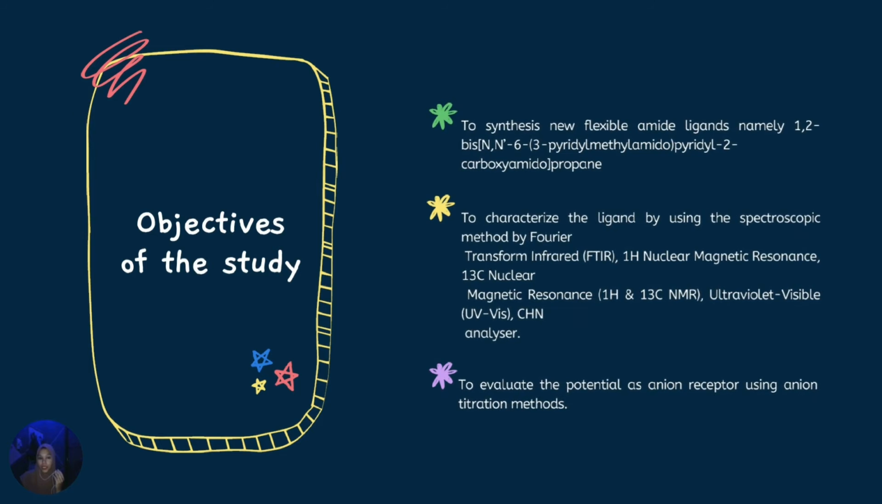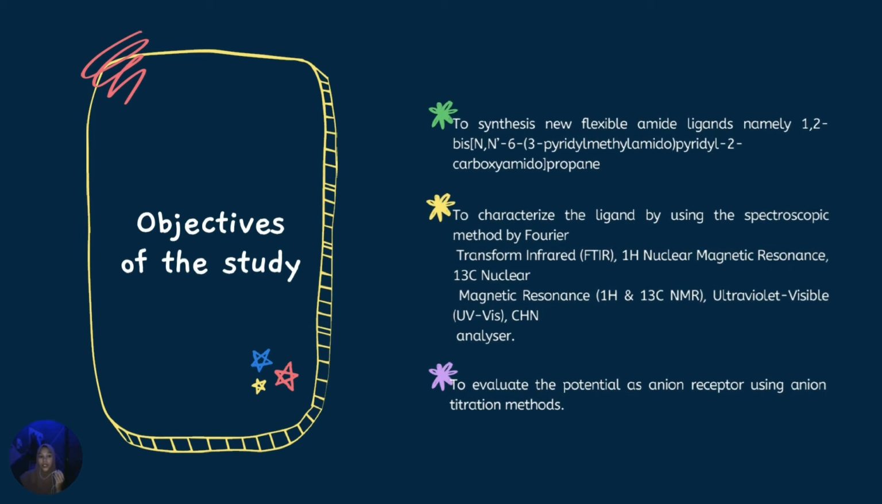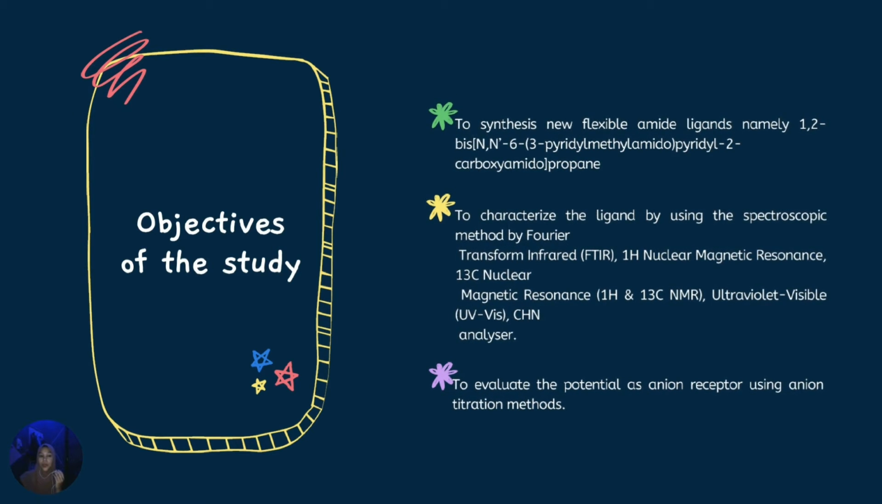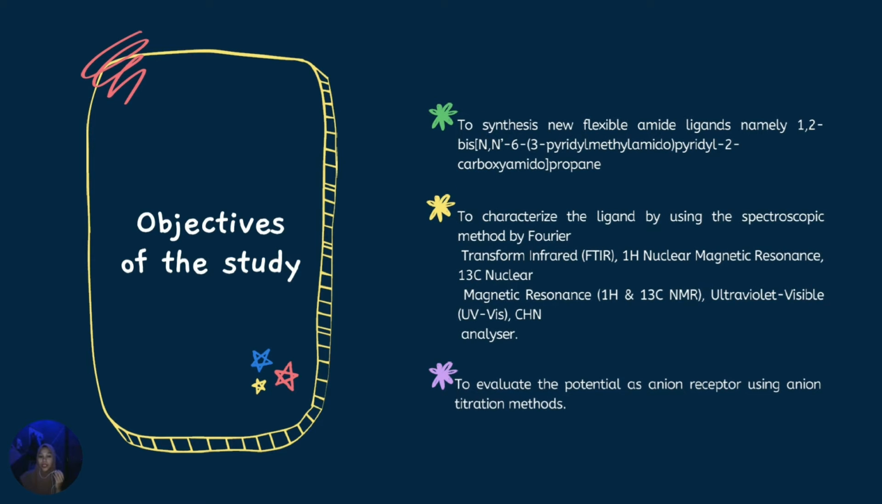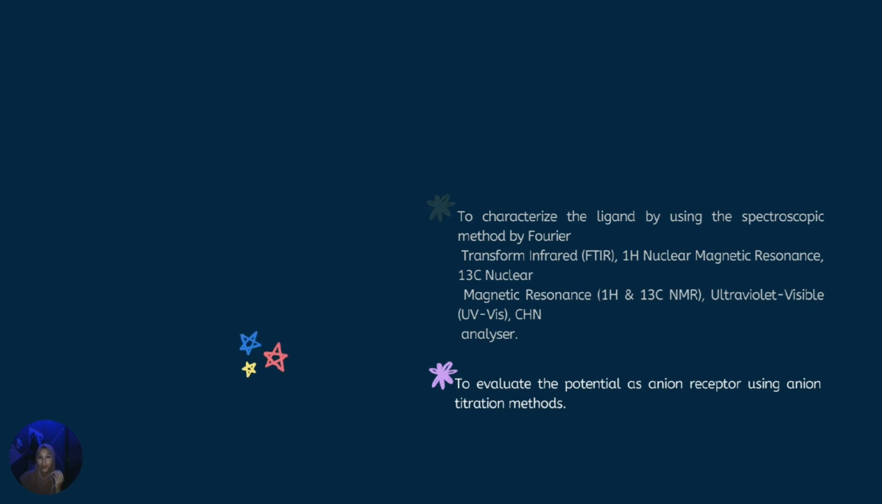Next is objective of the research. The objective is to synthesize new flexible amide ligands, namely 1,2-bis(N6-(3-pyridylmethyl)amido-pyridyl-2-carboxyl amido)propane, to characterize the ligands by using spectroscopy methods such as FTIR, NMR, UV-vis and CHNS analysis, and to evaluate the potential as an ion receptor using ion titration methods.